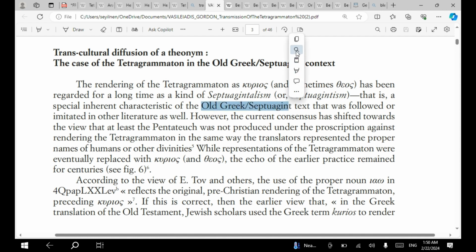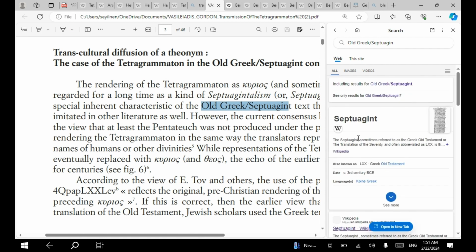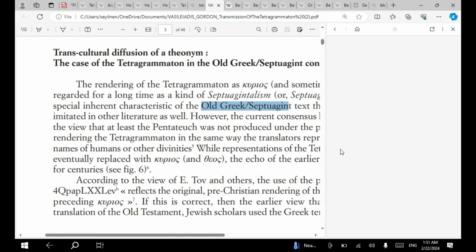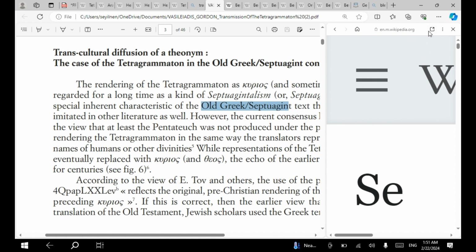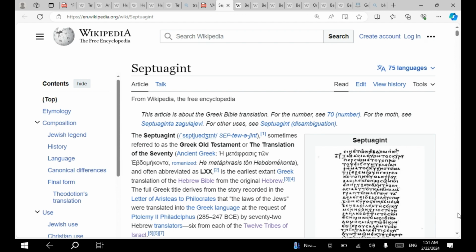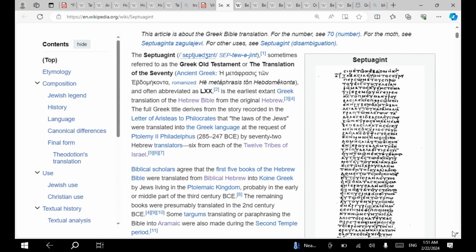I want to prove something to you here. The Septuagint, also known as the LXX. The Septuagint sometimes refers to as the Greek Old Testament, the translation of the what? The 70s. I want to prove it to you here that this translation of the 70s were Bantu people.